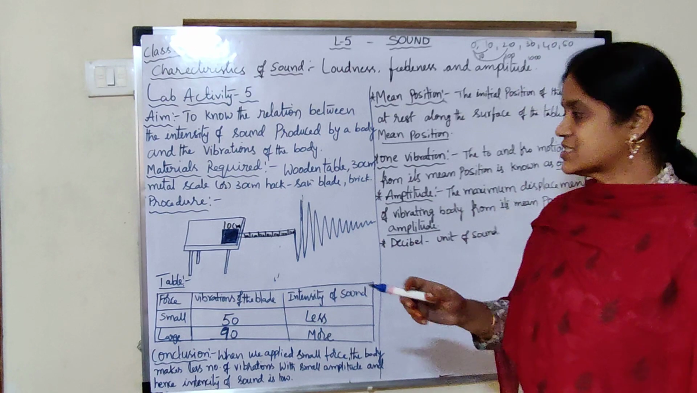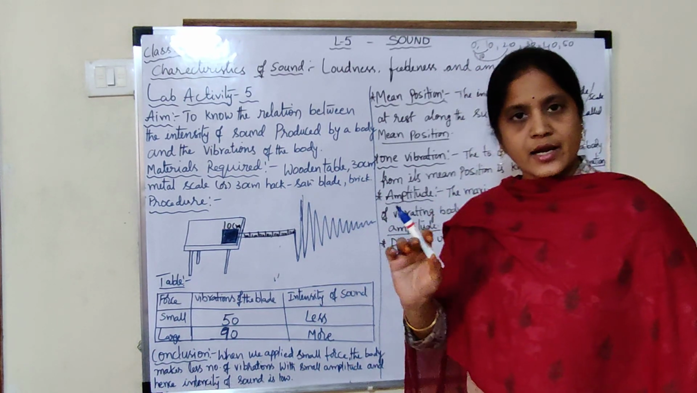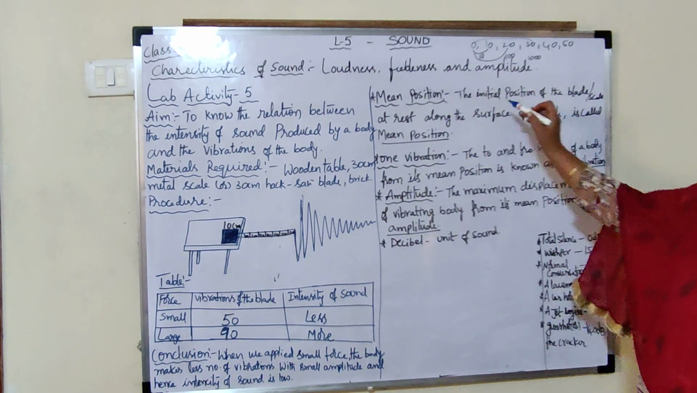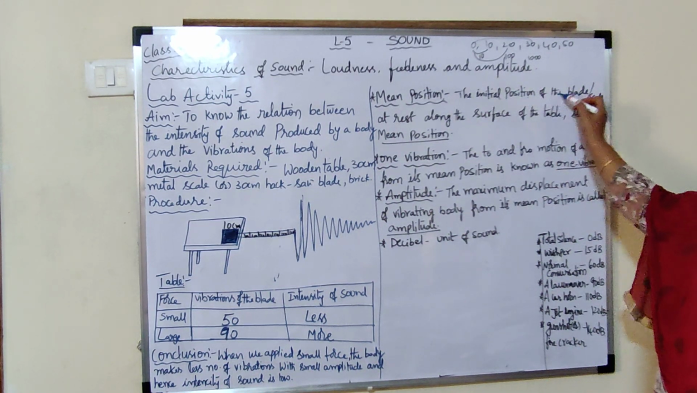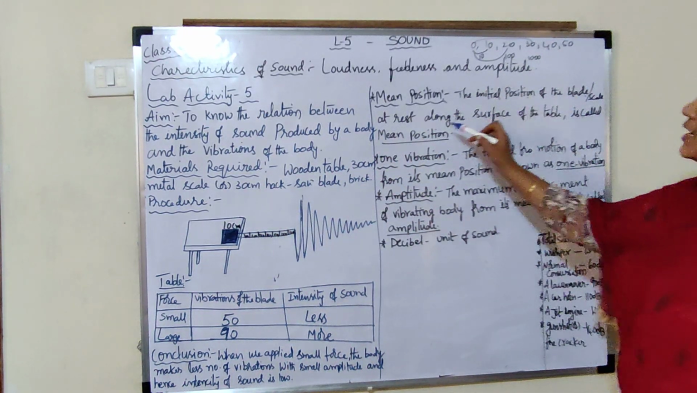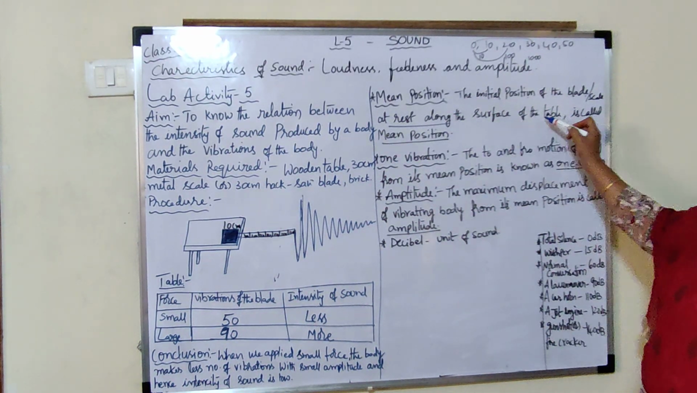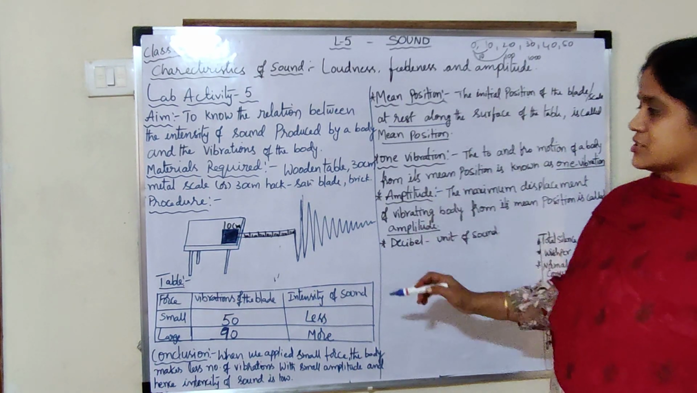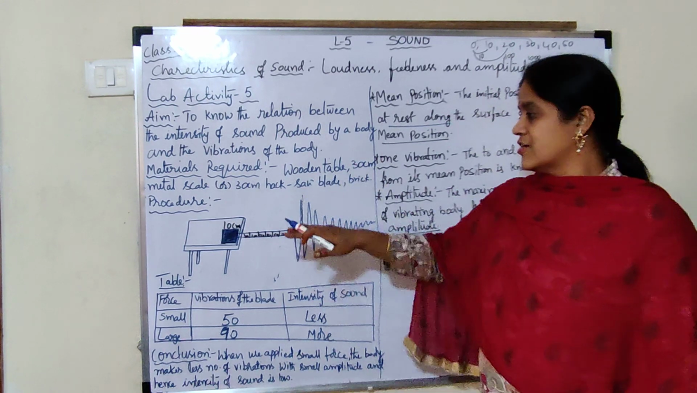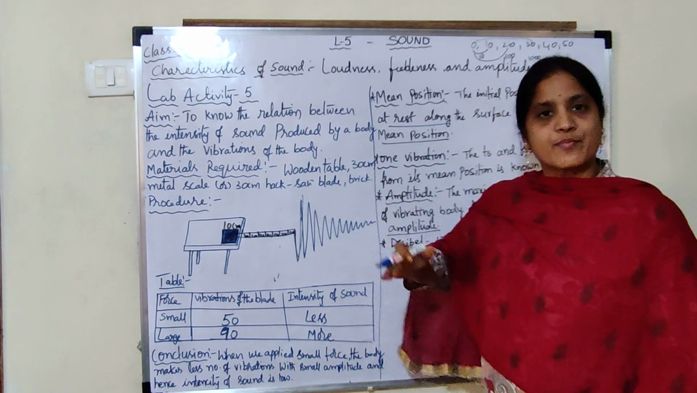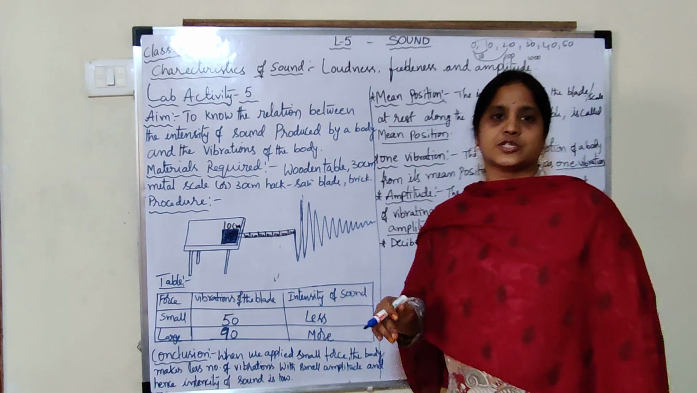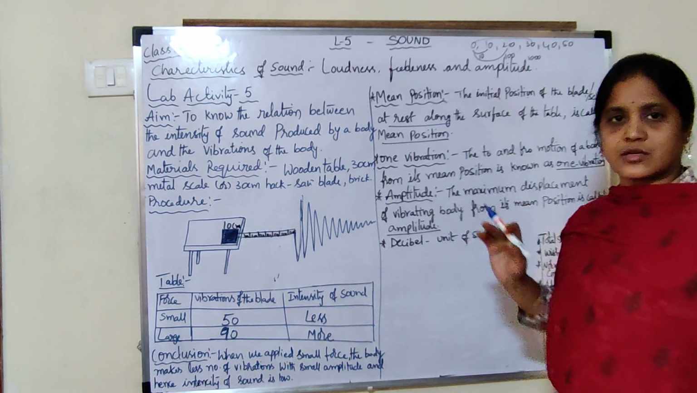Here two points we discussed: mean position and vibration. So what is mean position? The initial position of the blade, or scale, at rest along the surface of the table is called mean position. So the position at which the scale is at rest, from that it starts vibrating. That position is known as mean position. Okay, and vibration I also explained.